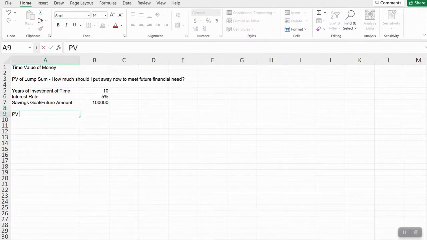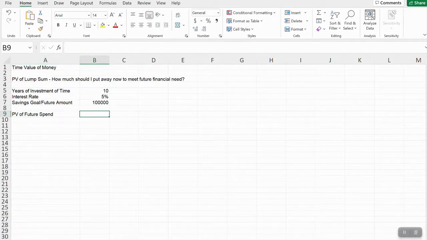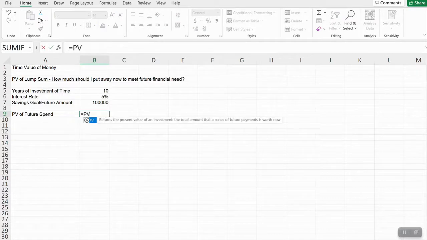So present value of future spend is computed as follows: equals, and then you're going to go ahead and put PV for present value. And it even tells you in Excel, returns the present value of an investment, the total amount that a series of future payments is worth now. So of course we just want one future amount, and we want to backtrack it all the way 10 years, knowing that amount is going to grow at 5% a year.